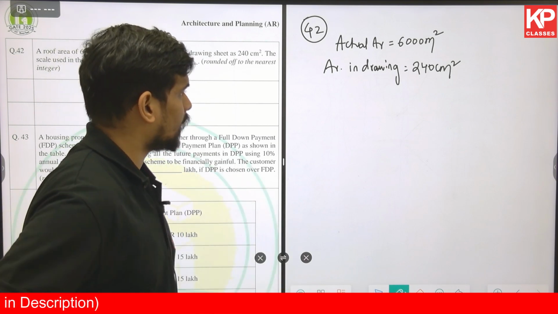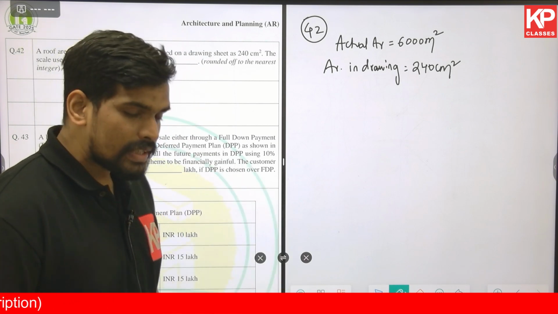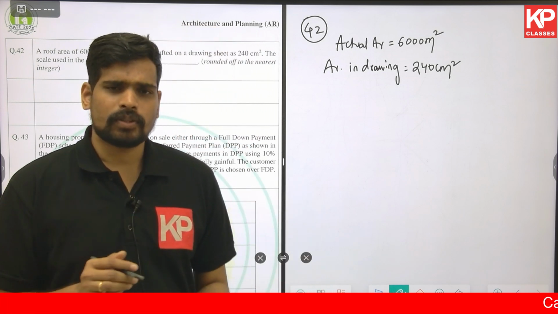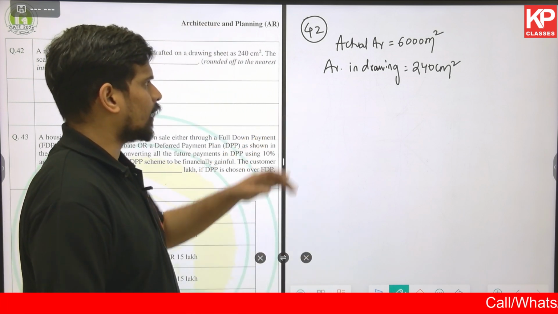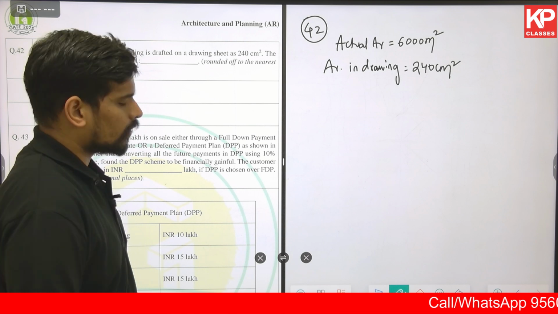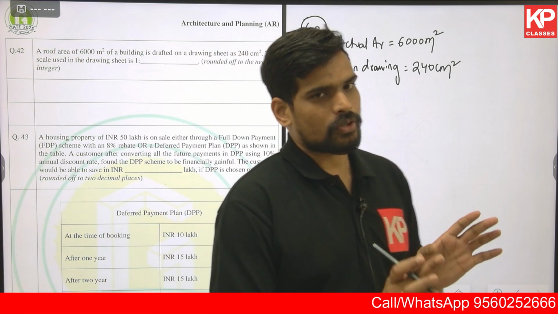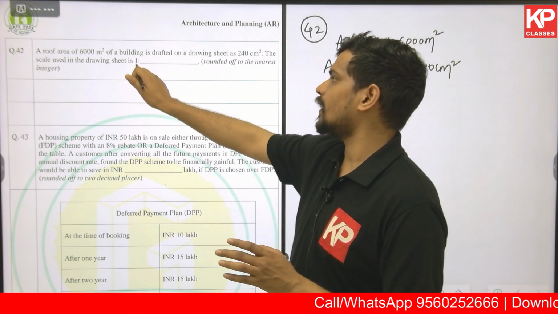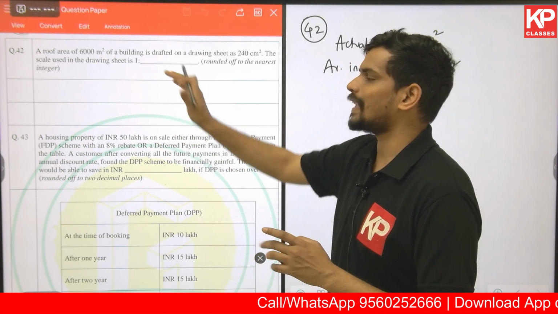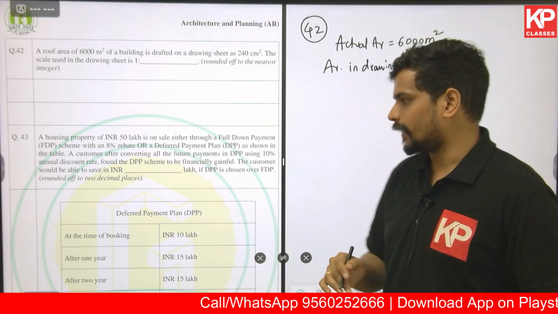But in cases where you can't remember the formula, you need to know the logic behind it. Let me tell you the logic behind this particular one. First, let us try to understand and solve it conceptually. I'll also give you the formula towards the end. So scale is nothing but the ratio. Basically, 1 centimeter of map is how many centimeters actually. That's what you need to calculate in this question.